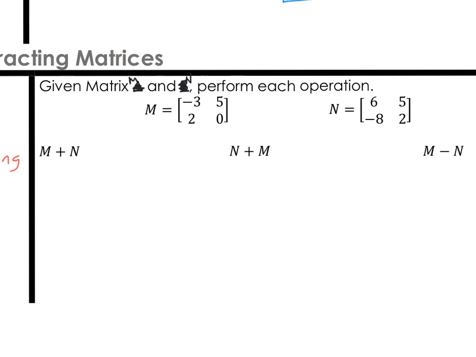If you take a look at the directions, we need to cross off A and B. I have no idea why A and B are there. It says given matrix M and N, please add those in, perform each operation.